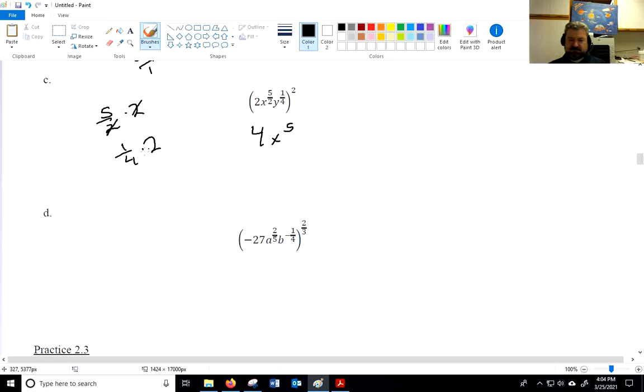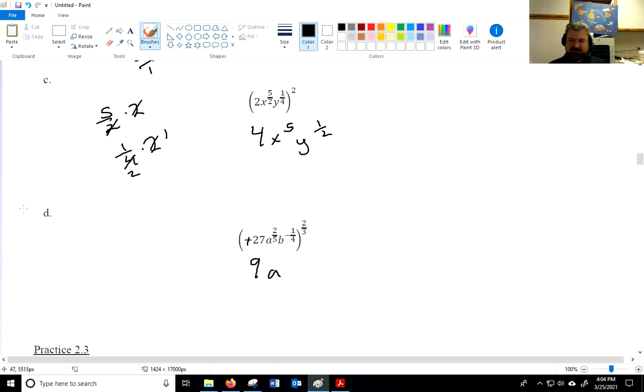1/4 times 2 reduces to 1/2. Let's take a look at the next one. Okay, again, power to power, we multiply. Yes, I've got a negative, but look at the top of this fraction. It's an even number, so this is going to become positive. The cube root of 27 is 3, and 3 squared is 9.